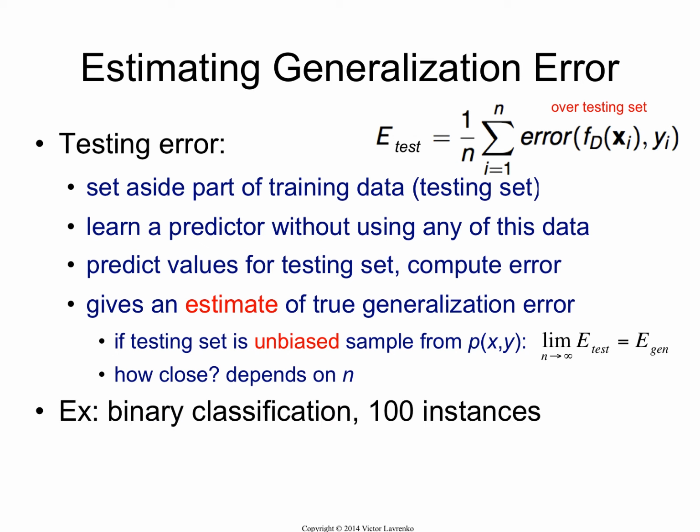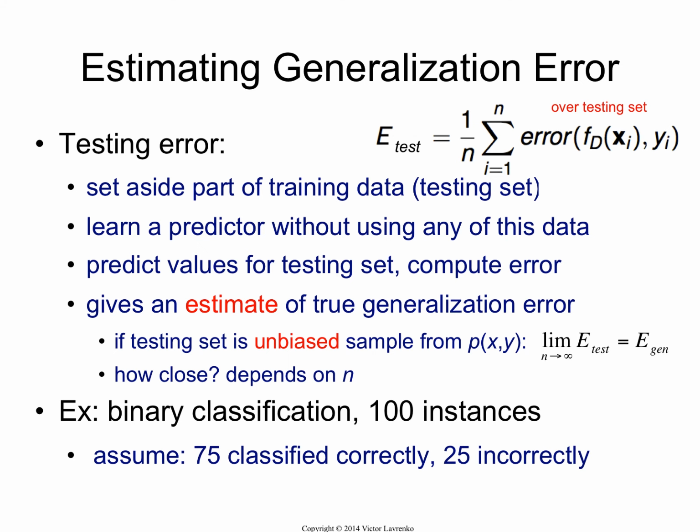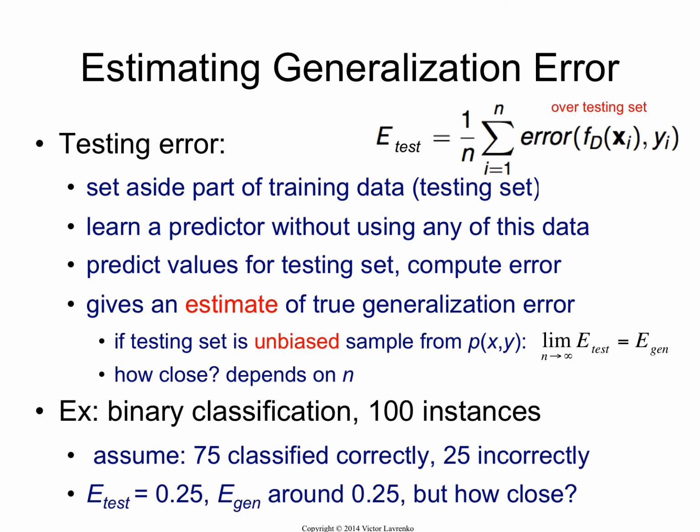And we'll go through a derivation that sort of shows the relationship. So let's say we have an example. We have 100 instances. We're doing binary classification. And let's say we classified 75% of them correctly and 25% incorrectly. So your testing error is 25%. What this means is that the generalization error will also be somewhere around 25%. But how close is it going to be to the 25? Can we get a sense of, is it 25 plus or minus 0.5 or 0.05, or is it 25 plus or minus 10?